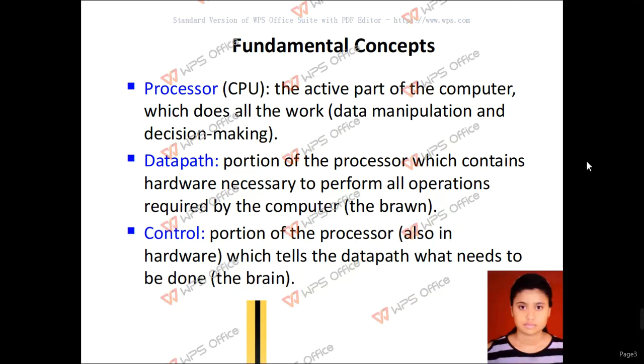Fundamental concept of this first is processor CPU, the active part of the computer which does all the work, data manipulation and decision making. Second is data path, portion of the processor which contains hardware necessary to perform all operations required by the computer, the muscle. And the next is control, a portion of the processor also in hardware which tells the data path what needs to be done, the brain.